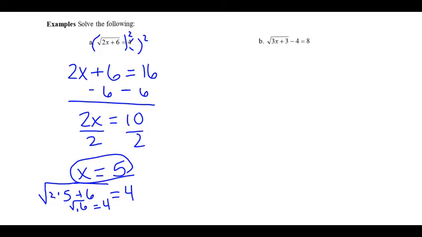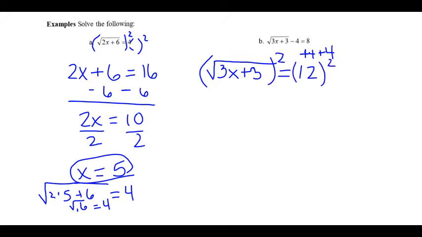All right, let's take a look at B. And the radical isn't by itself. We have that minus 4 there. So the first thing I'm going to do is just add 4 to both sides to move it over. So then I'll end up with the square root of 3x plus 3 is equal to 12. Now my radical is isolated. There's nothing else there. So I'll square both sides because that's my index.